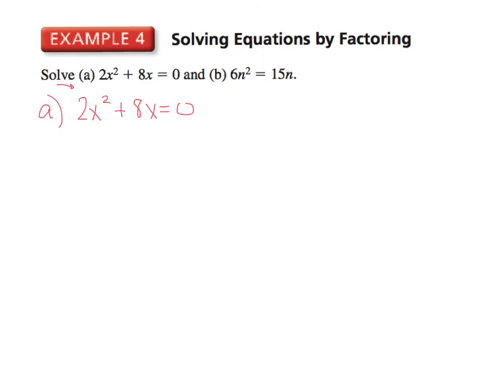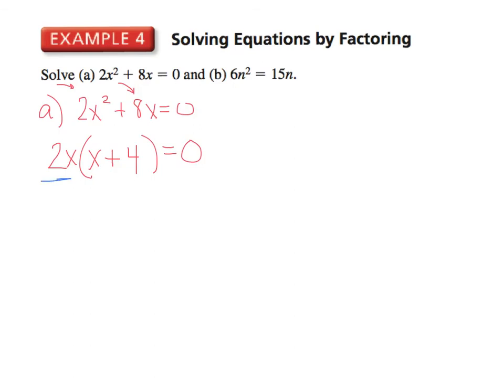What goes into 2 and 8? 2 does. They both have an x. So my lowest x is an x, so I can factor out, I can undistribute a 2x. 2x squared divided by 2x just gives me x. Plus 8x divided by 2x does not give you 4x, it gives you 4, because x divided by itself is just 1.